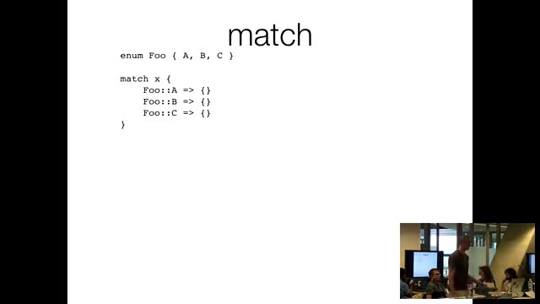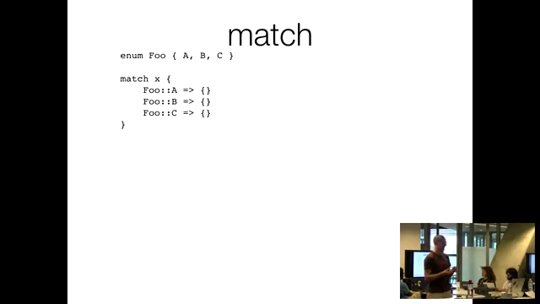So these two key concepts, option and match, I'm just going to drill into these a little bit. Match is an exhaustive pattern matching. It's a little bit like a switch statement, except that we force it to be exhaustive: the compiler checks that it will be.